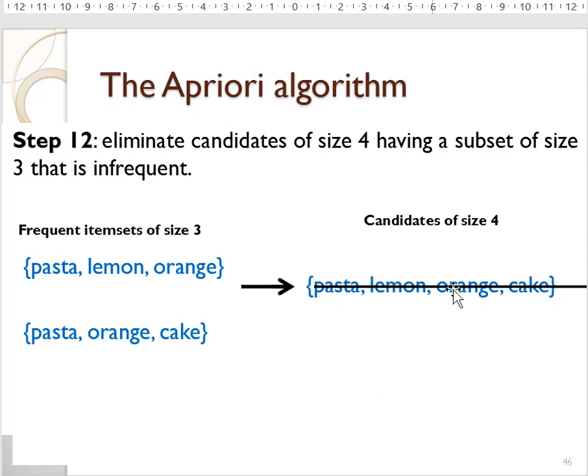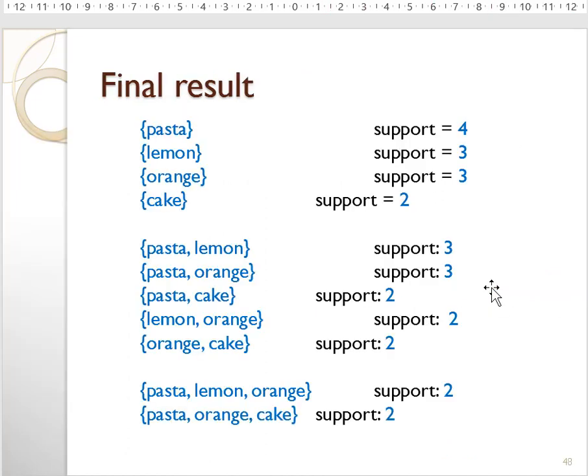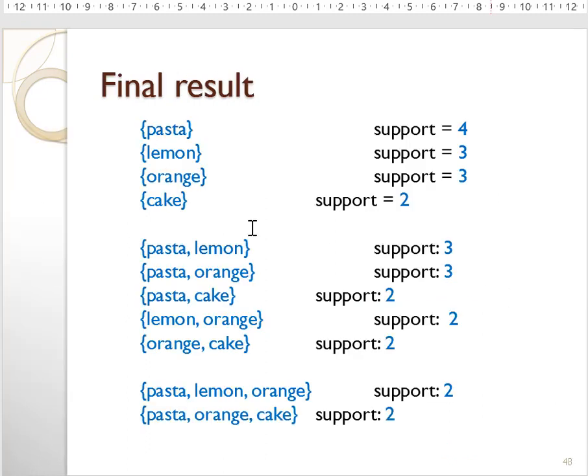So pasta lemon orange, is it frequent? Yes. Pasta lemon cake, is it frequent? No. So this one cannot be the frequent item set. So we don't need to scan the database. We eliminate this item set. We save some time. So now we eliminate this and we have nothing left. So we stop. And we found the final result. These are the frequent item set. Size 1, size 2, and size 3.